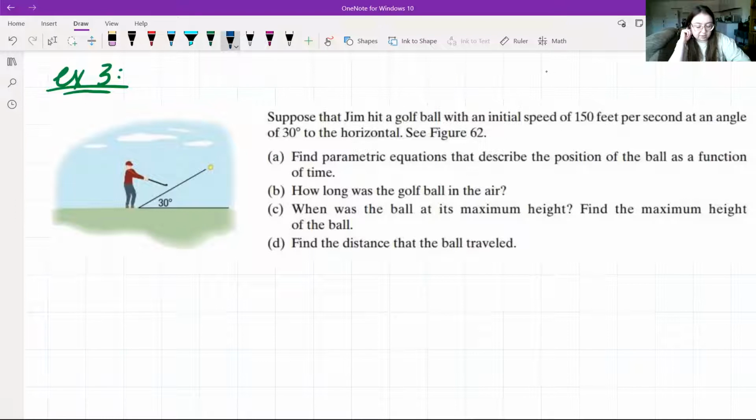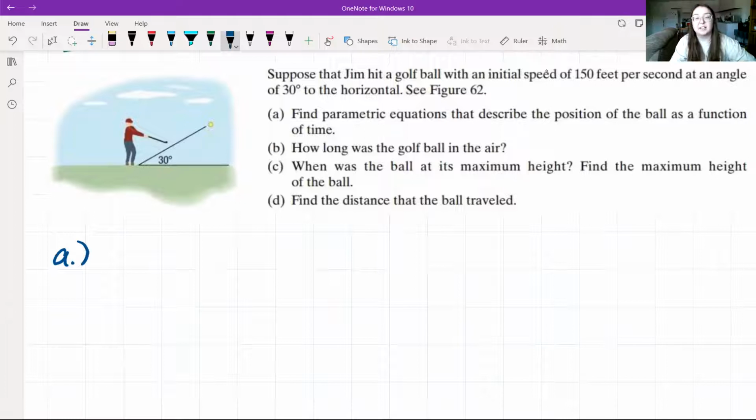For C, we want to know when the ball was at its maximum height, and then find the maximum height of the ball. And then D, we want to find the distance that the ball traveled. So quite a few parts here. Let's start breaking it down.